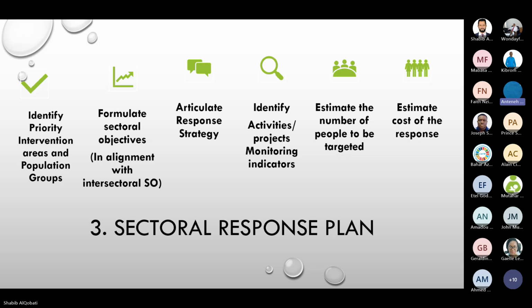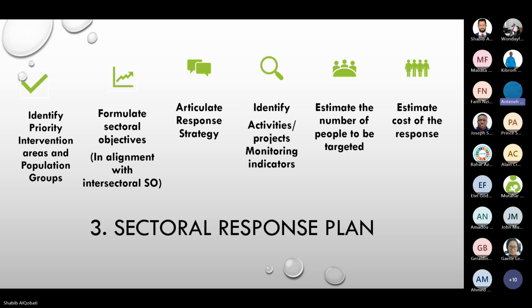The next is that we need to formulate our sector level objective based on the strategic objective. As I already mentioned, the strategic objectives are usually high level, outcome level, more intersectoral in nature, but under that we also have sectoral level objectives. For example, treatment of acute malnutrition or provision of life-saving nutrition services could be a nutrition sector objective. Ultimately, it contributes to saving lives or reducing morbidity and mortality, the intersectoral strategic objective. So we do formulate a sector level objective.